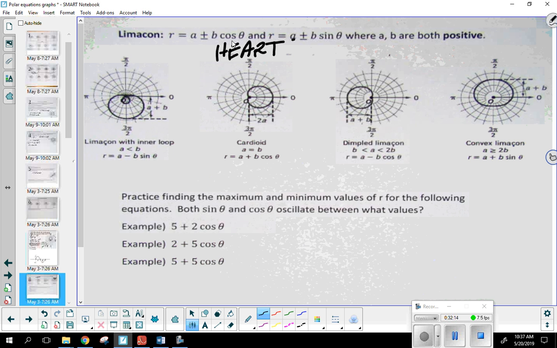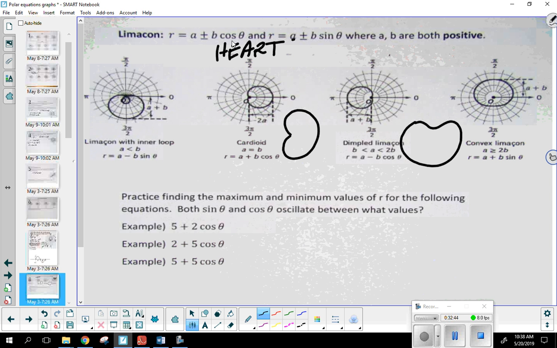All right, anyways, the difference between a cardioid and a dimpled limaçon is that when you draw a cardioid, it actually comes to a point. It'll actually come to a point when you finish it. But with a dimpled limaçon, it's not going to come to a point. It's just going to look like someone poked one side of your circle, just a little indentation. You see how it doesn't come to a point? That's the difference between the two graphs.